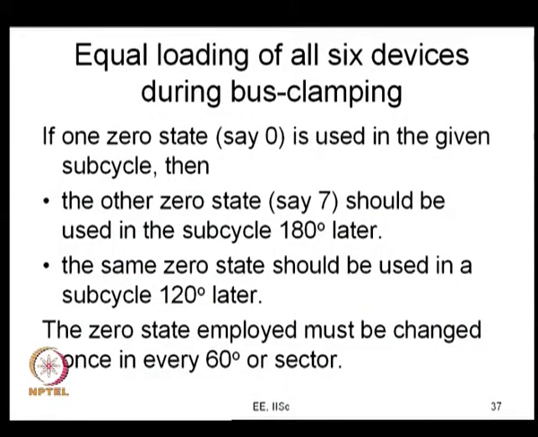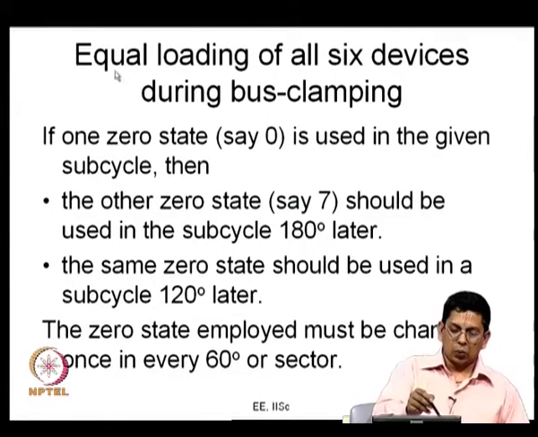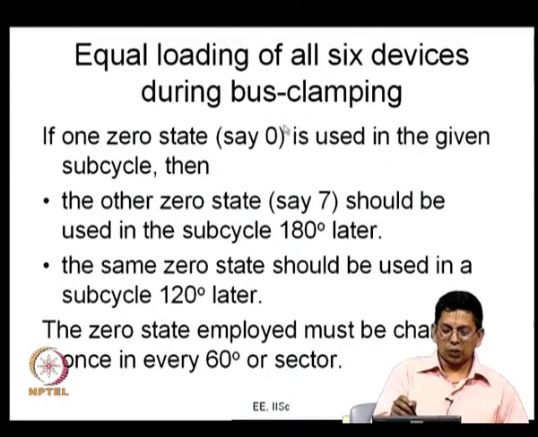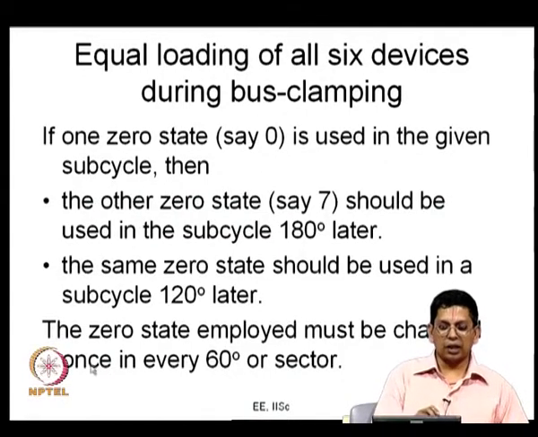So, if we do not want this unequal loading, you want equal loading of all 6 devices during bus clamping. Now, when you are doing bus clamping, that is you are going to use only one 0 state in a subcycle, still you want equal loading. What you should do? If you use one 0 state, let us say 0 or minus minus minus in a particular subcycle, then you should use the other 0 state 180 degrees later.